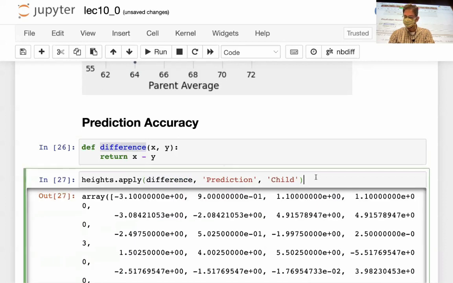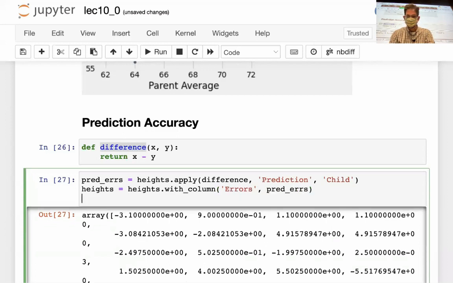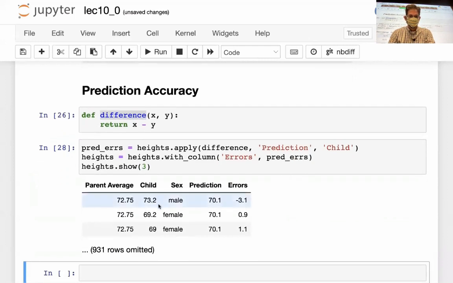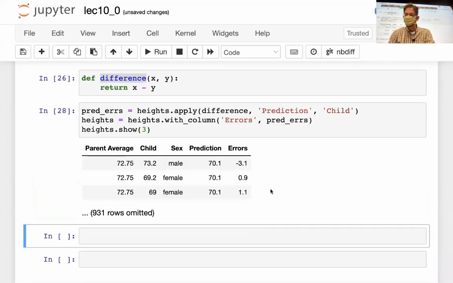They are. We'll call these the errors, prediction errors: how different the prediction was from the truth. Let's put that in our table. The child was 73 inches tall. We guessed 70 inches, so we were wrong by negative 3.1 inches. How do we learn a lot about these errors? Well, we could draw a histogram.